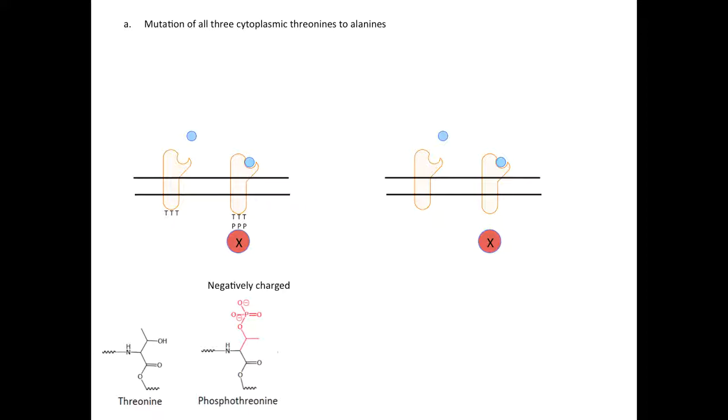If you mutate all 3 cytoplasmic threonines to alanine, will protein X still bind? Alanine is a hydrophobic residue. It's not negatively charged, so it can't bind to protein X. Alanine also cannot get phosphorylated. Only serine, threonine, and tyrosine can. So this mutation would prevent binding of the receptor kinase and protein X.